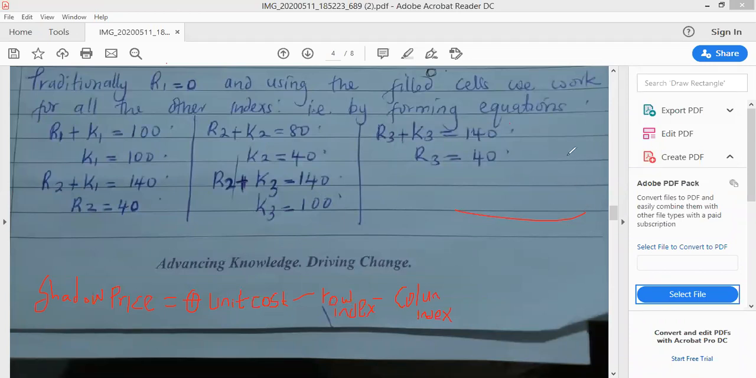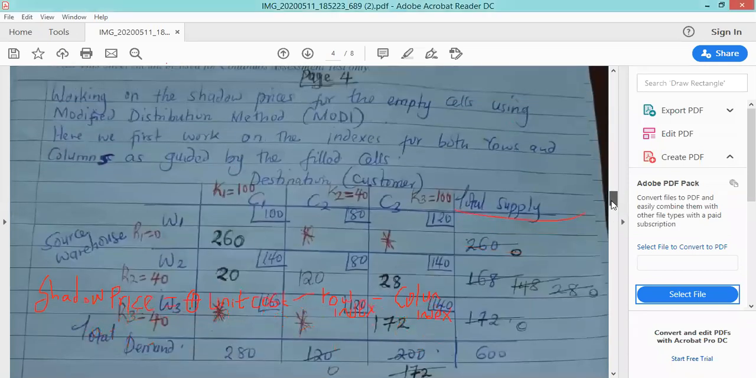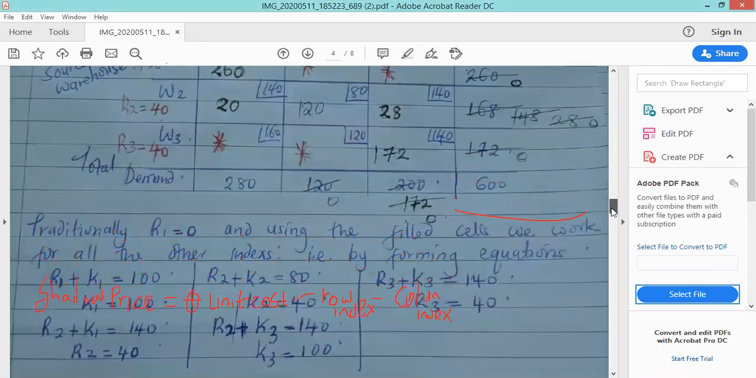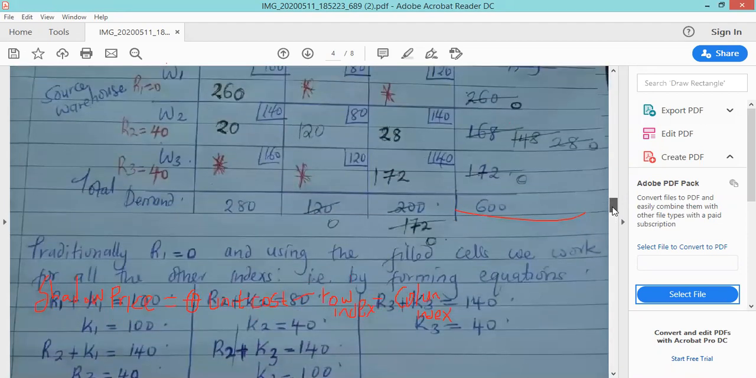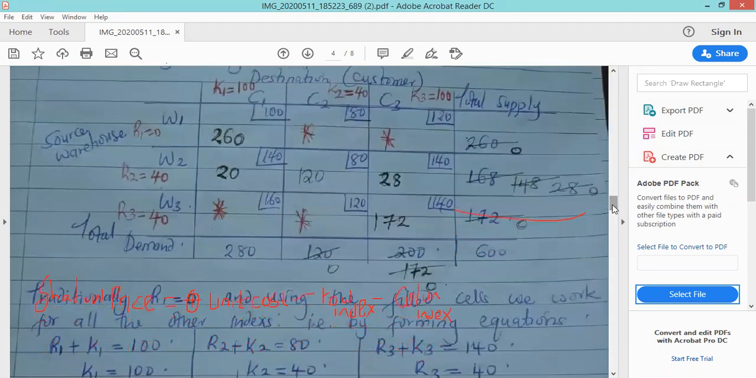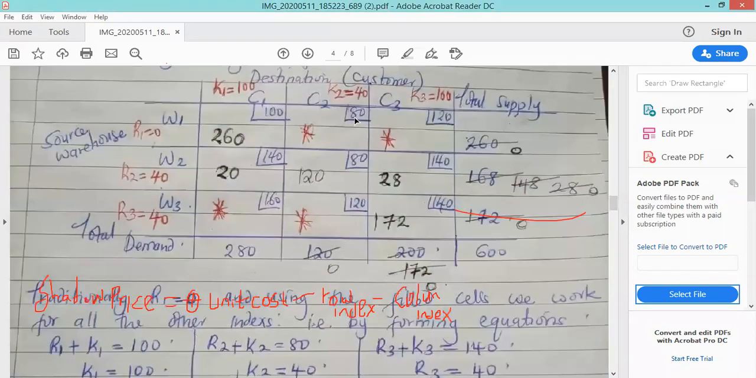The procedure, or the rule, is that you take the shadow price to be computed as the unit cost. The unit cost is the value where the cell is, and you take it in a positive way, and then you minus the column index as well as the row index. For example, here we want to compute the shadow price for cell W1C2.